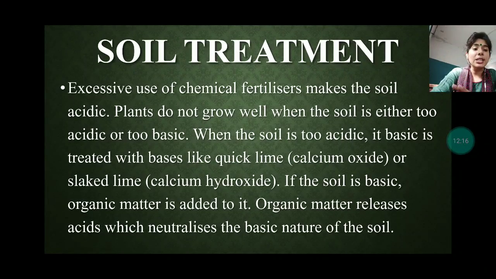When the soil is too acidic, it is treated with bases like quicklime, that is calcium oxide, or slaked lime, that is calcium hydroxide. If the soil is basic, organic matter is added to it. Organic matter releases acid which neutralizes the basic nature of the soil.